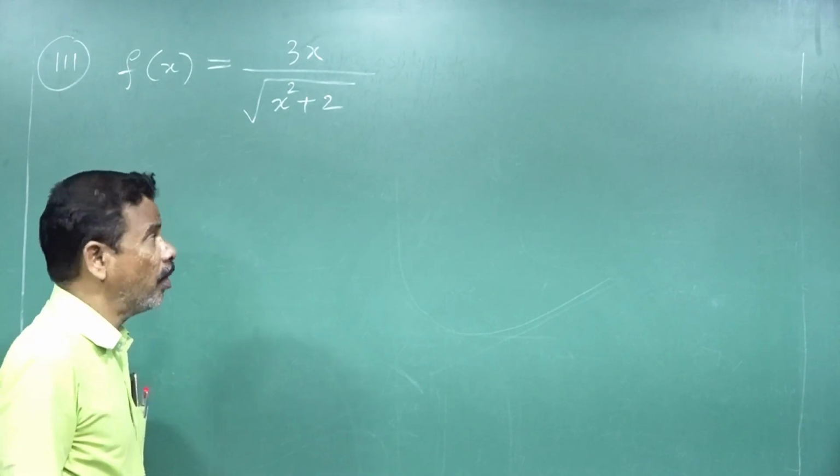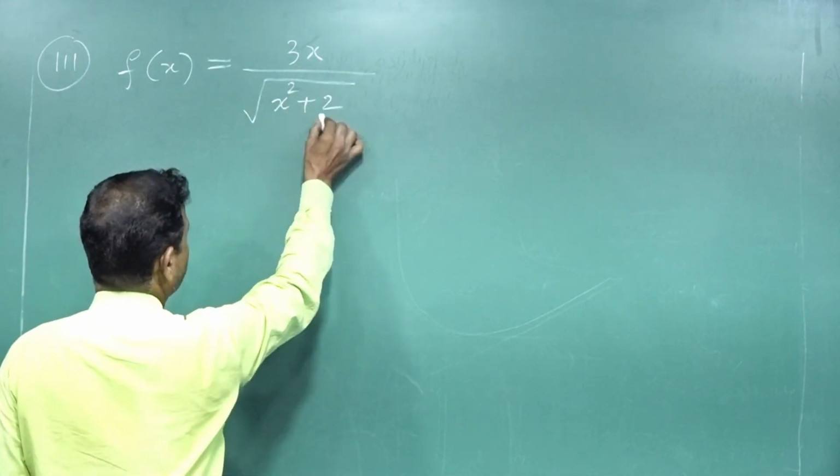Subdivision 3 problem: f of x is equal to 3x by the square root of x square plus 2, given.